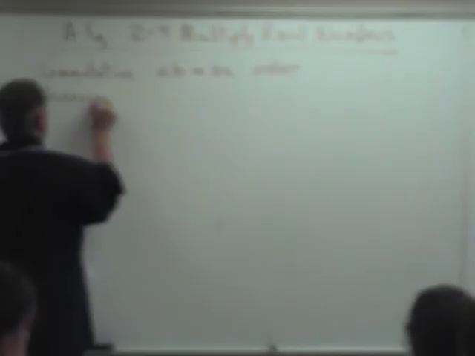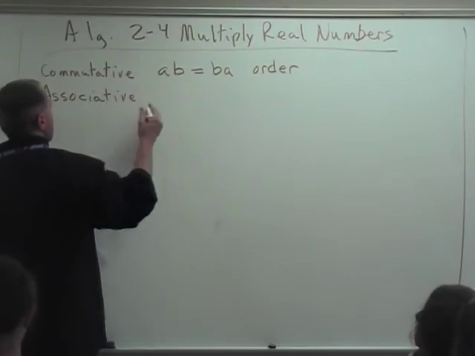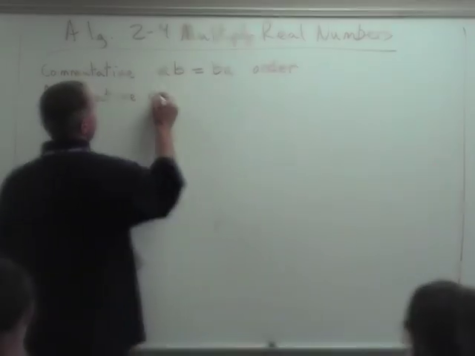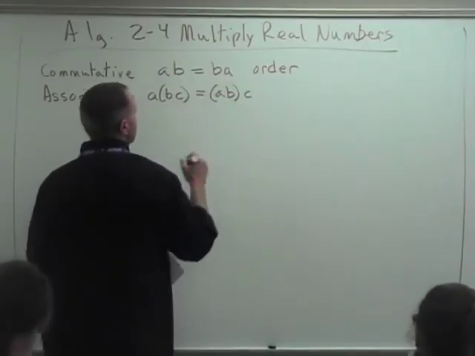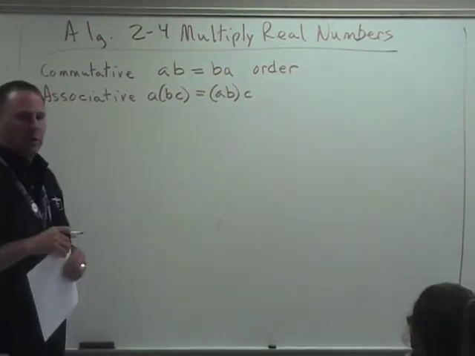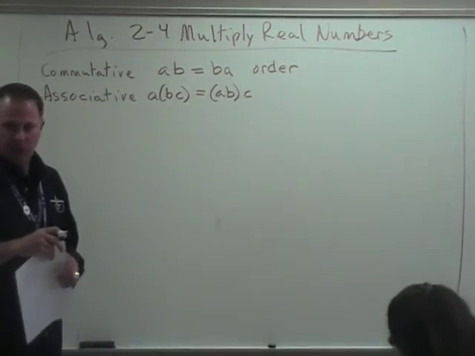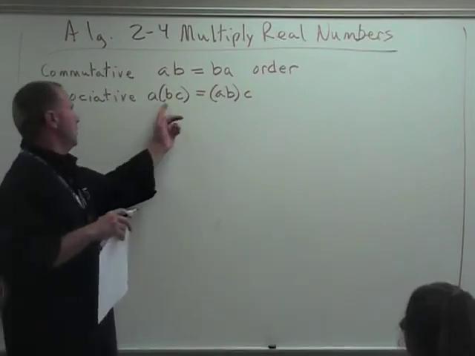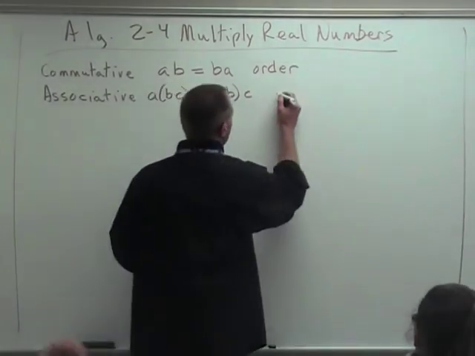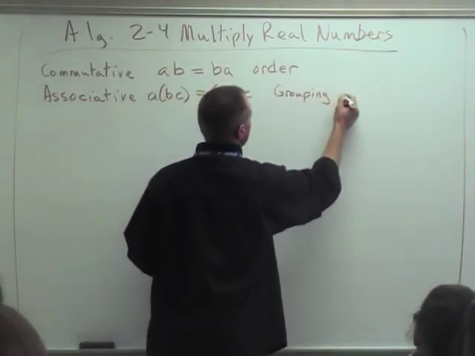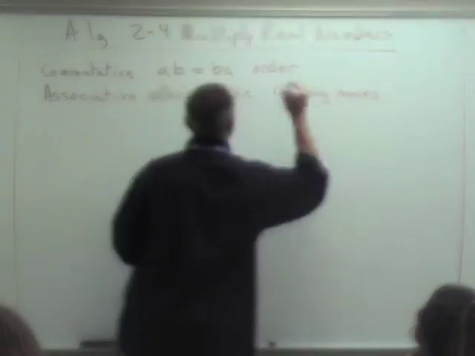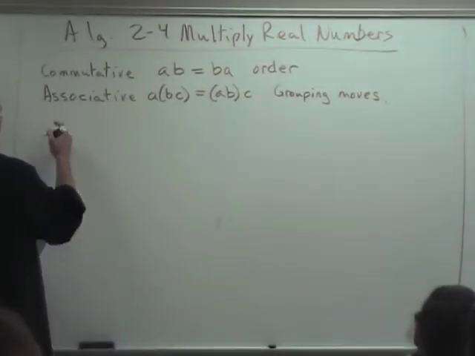Now, associative. We say (A times B) times C. That's the same thing as A times (B times C). The order did not change, did it? A, B, C, A, B, C. But the grouping symbols moved. That's how you can remember those.